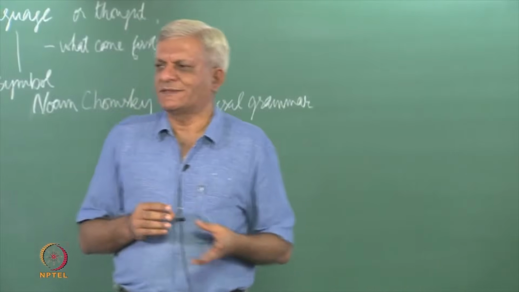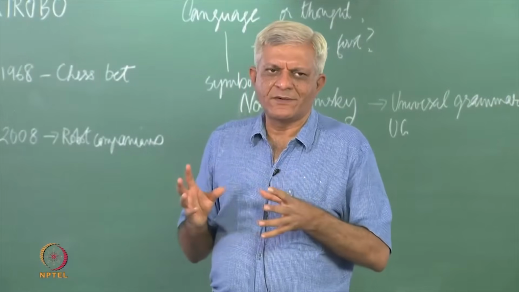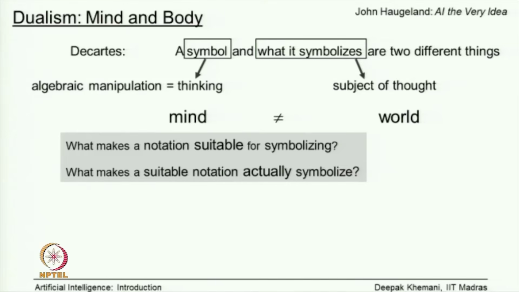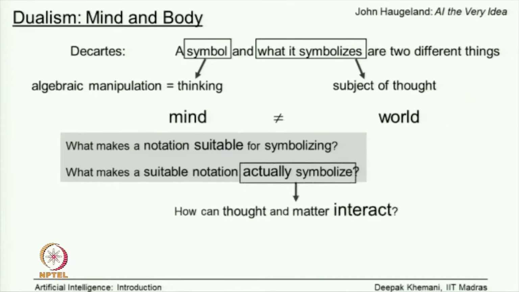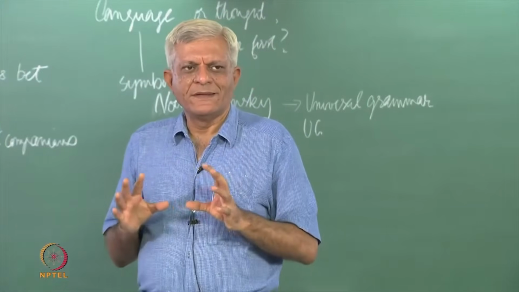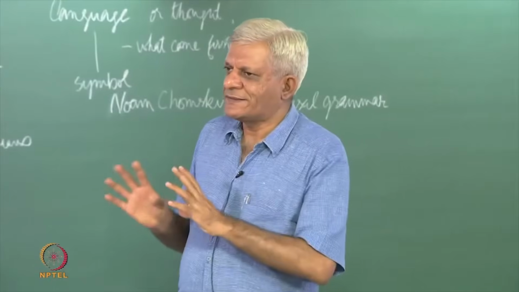Of course, he had to answer questions, because the body or the material world obeys laws of physics, and the mind, it was not clear how it operated, but it was separate. So, he had to answer questions like this: what makes a notation or symbol suitable for symbolizing, and secondly, what makes a suitable notation actually symbolize. See, this problem has occurred because he has separated the world of the mind and the body. He says the mind is one thing and the body is another thing, a symbol is one thing and what it symbolizes is another thing.